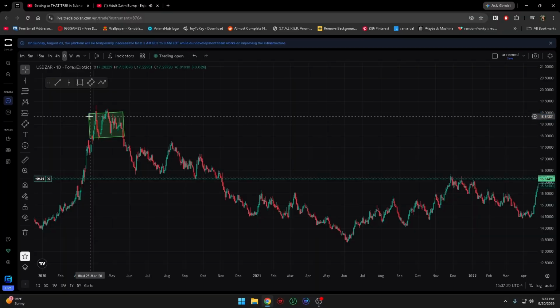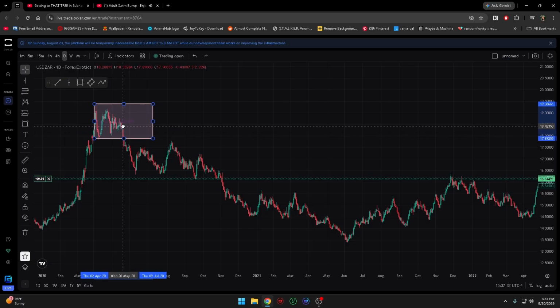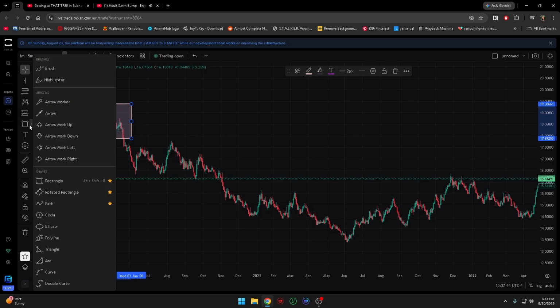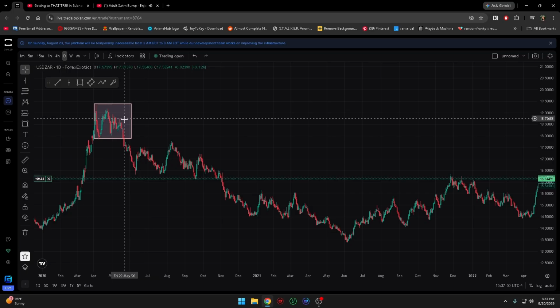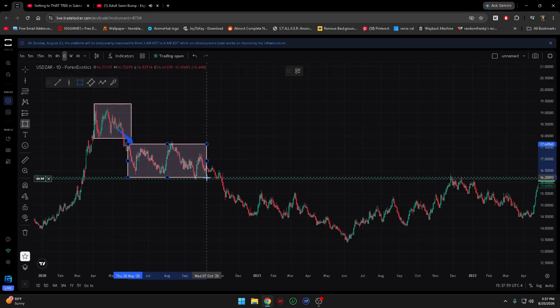But boom, I'm just using the regular boxes. That's annoying. But boom, this range right here. That range right there. Then it breaks downward. I have an arrow to show. Then we make this box right here, with this side as well.